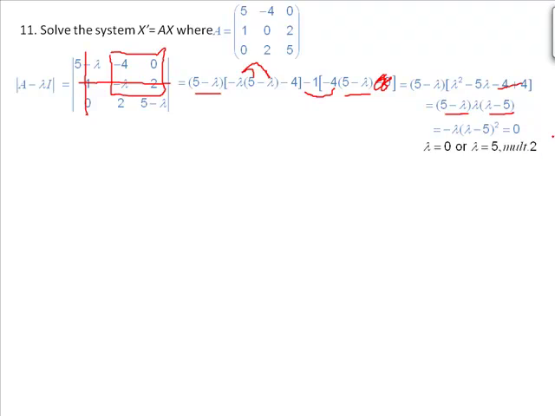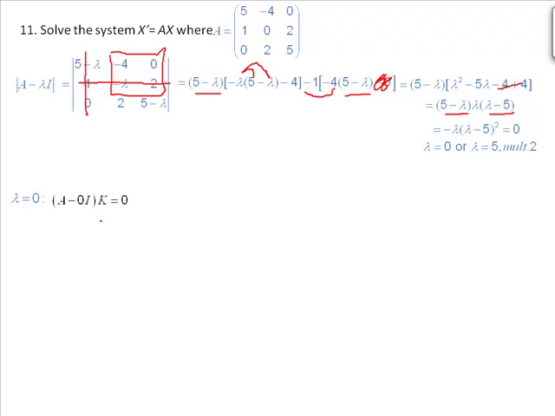So the best case is when you get 3 eigenvalues for a 3 by 3 system, so that you can just plug them in and come up with 3 eigenvectors. When you get a multiplicity, sometimes you can find 2 combinations that will give you linearly independent eigenvectors. Sometimes you can't. So let's see what happens here. We're going to start with lambda equals 0.